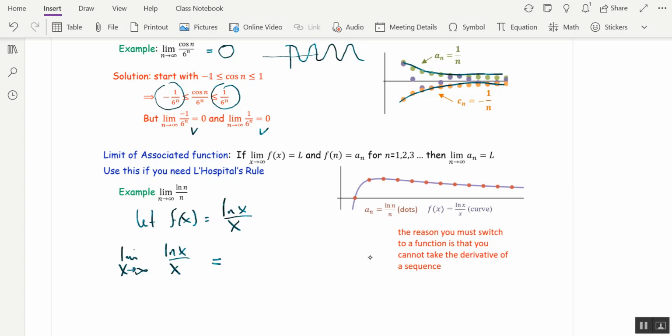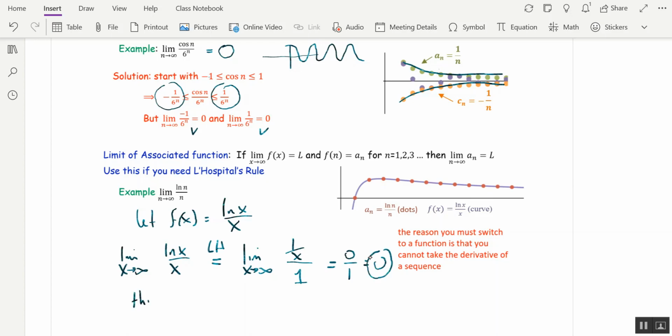Now that's infinity over infinity. So by L'Hop, LH, if the limit of a fraction is infinity over infinity, you can take the limit of the derivatives. So this is equal to the limit as x goes to infinity. Don't use the quotient rule. Derivative of the top is 1 over x. Derivative of the bottom is 1. All right, that limit is 0 over 1, which is 0.